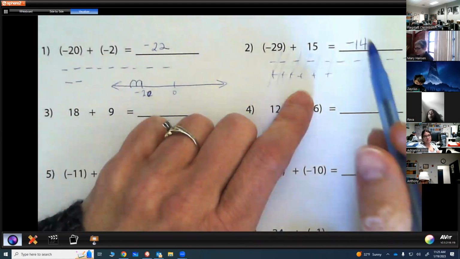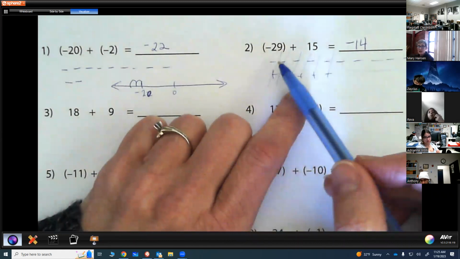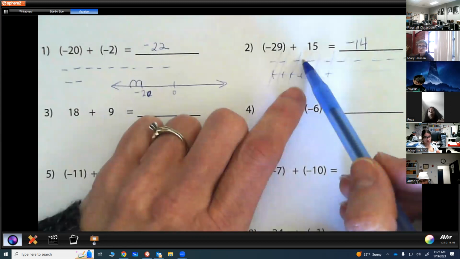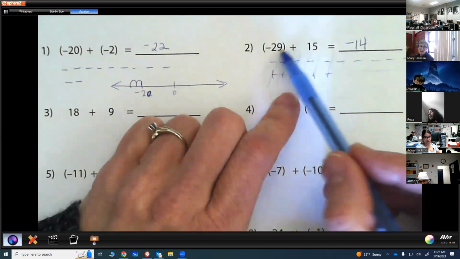So that might be a way you could use the charge model, but not actually write out every single positive and negative. Just use it to help you get started on what's happening, so that you know whether you should take these 2 numbers and add them or take these 2 numbers and subtract them.